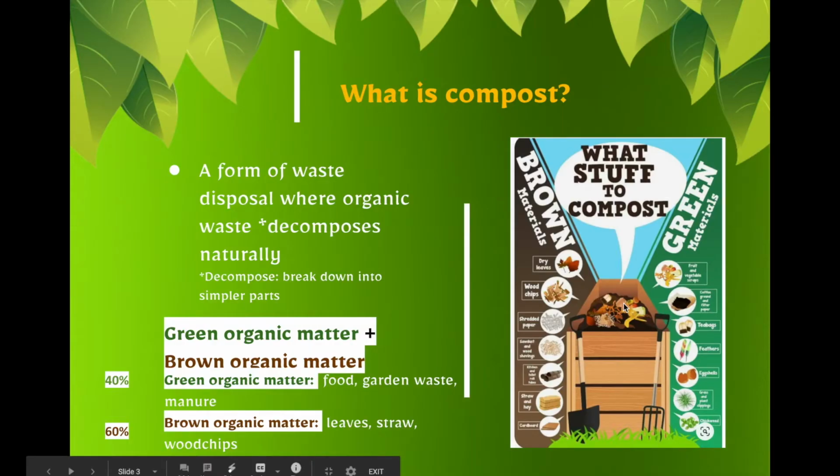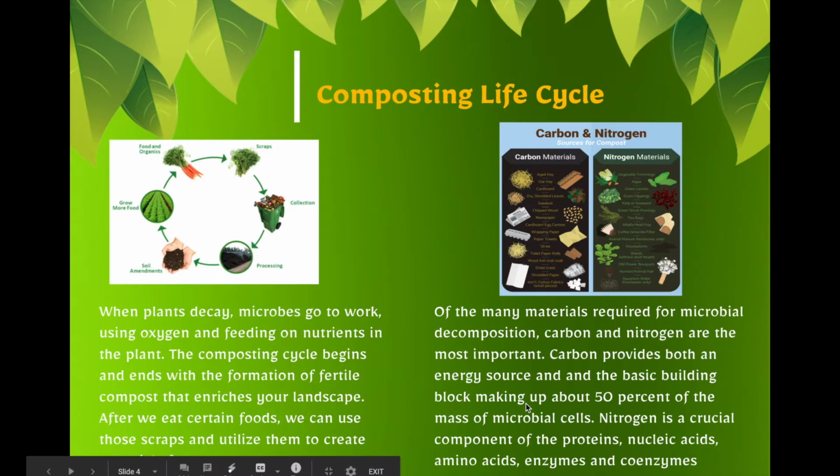We're going to start off by talking about compost, and compost is a form of organic waste which decomposes naturally and that you can find in your kitchen and even backyard. For those of you who are unsure what the word decompose means, it is the idea or process of breaking something large down into smaller and simpler parts.